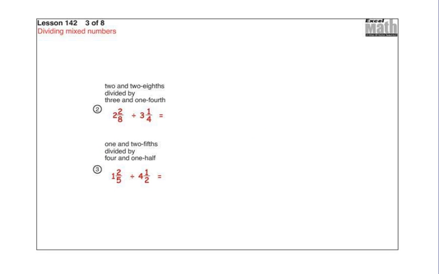Alrighty, here's what the problem looks like for number 3. 1 2/5 divided by 4 1/2. First thing is you should have changed it to an improper fraction division problem. So 5 times 1 is 5, plus 2 is 7, that's 7/5, divided by 2 times 4 is 8, plus 1 is 9, 9/2.